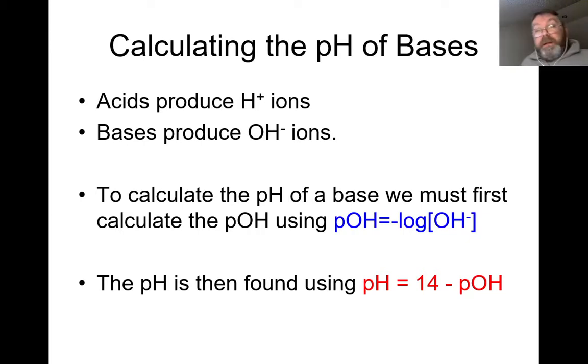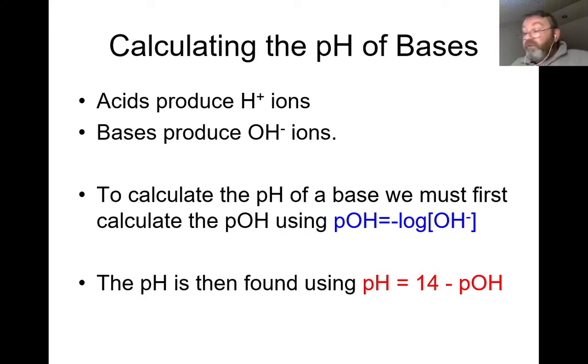Just one final look at this. Let's calculate the pH of bases. Now, look, it's exactly the same thing. Everything we've learned up to now has exactly the same formula, except now we're dealing with the pH of a base, pH up above 7. Acids produce H+, bases produce OH-. So to calculate the pH of a base, we must first calculate its pOH. Now you'll notice there's a formula. The pOH is equal to minus log of the OH- ion concentration.